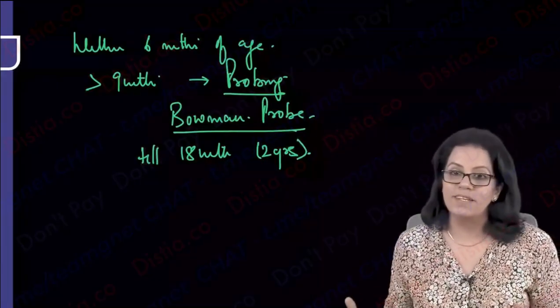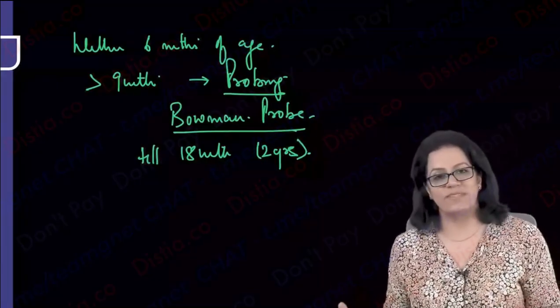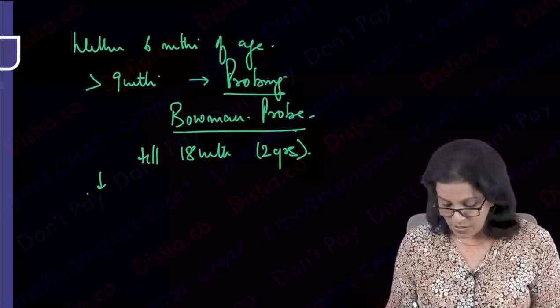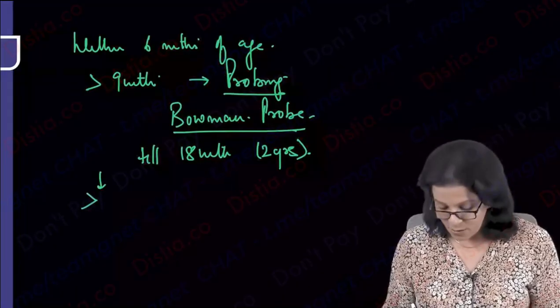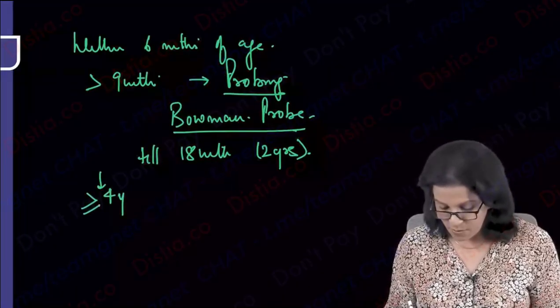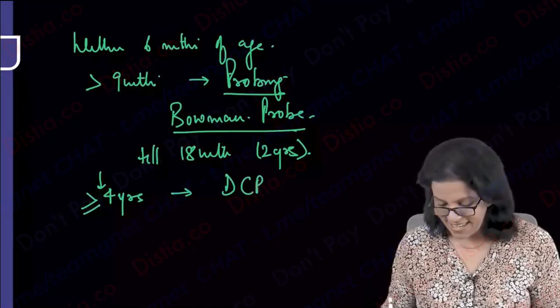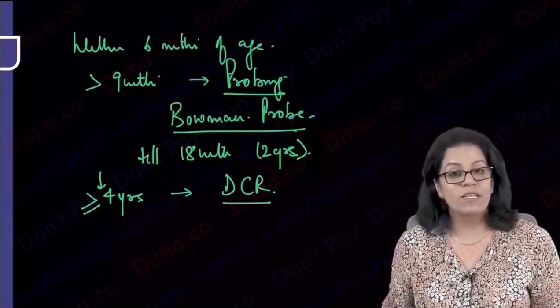Again, it has to be a membranous blockage. A bony blockage will not open. And if nothing works, we go for surgical, but surgery is not indicated before 4 years. So for a child of 4 years or more than 4 years, we can go for the surgery, which is DCR. What is DCR?